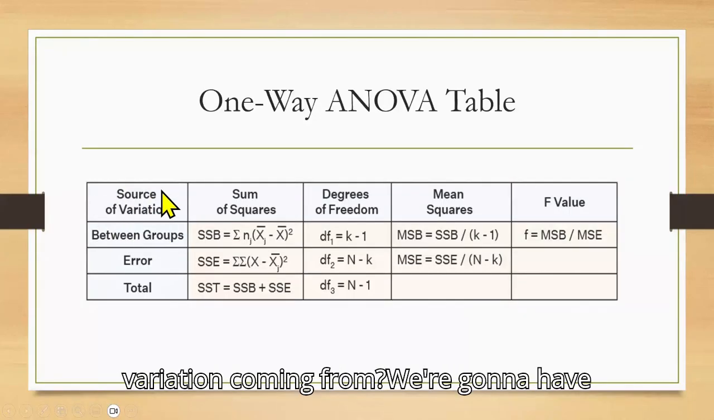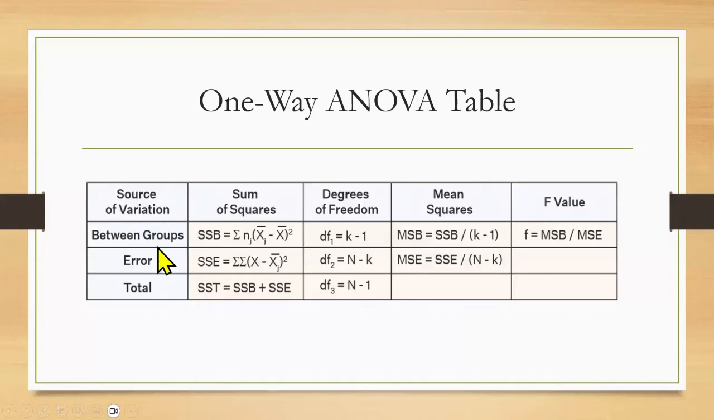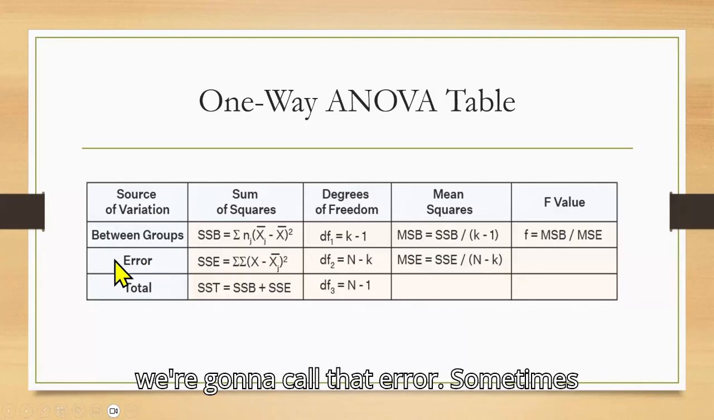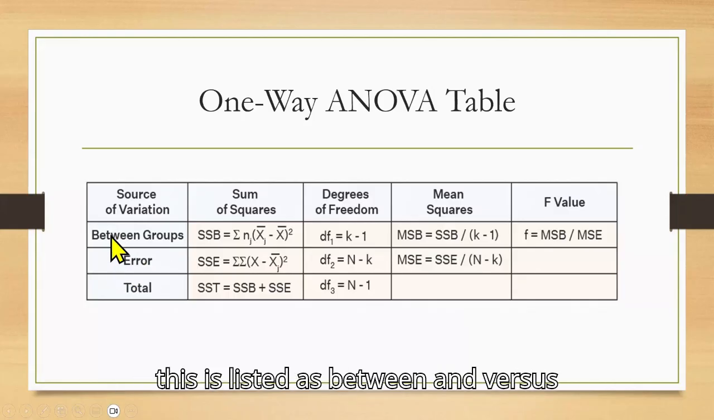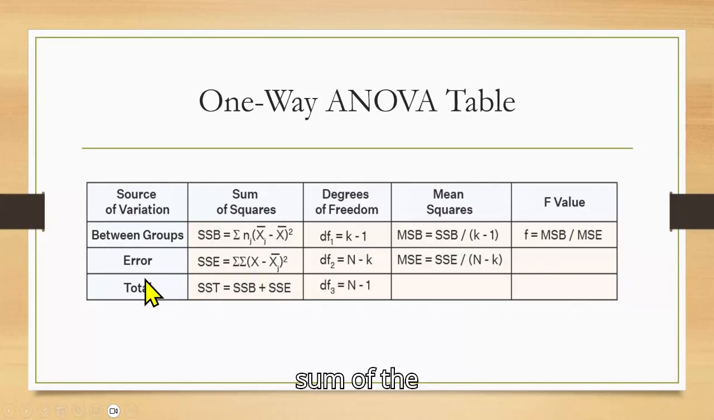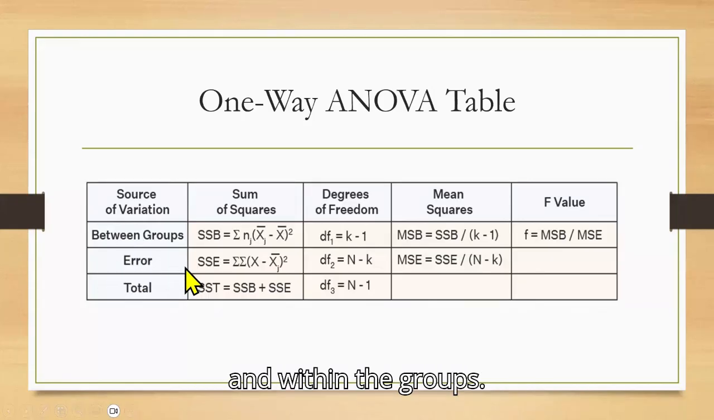Where is our variation coming from? We're going to have part of it that's made up of between the groups, part of it that's made up within the groups, and we're going to call that error. Sometimes this is listed as between versus within. And then the total variation in the data set is going to be a sum of the variation between the groups and within the groups.